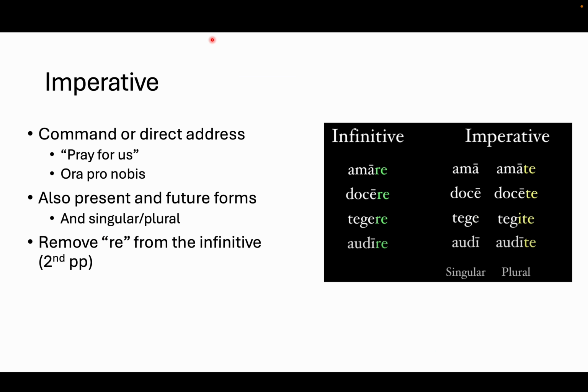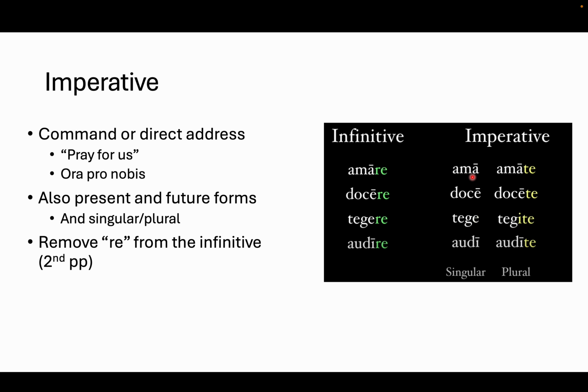Let's now look at the imperative. We said last time that the imperative mood is the mood of command, and you often see it with a noun in the vocative case, right? You form the imperative by taking the infinitive and ripping the re off it. So for example, for the verb amo or amare, to love, amare is the infinitive form, rip off the re, and the imperative in the singular is ama.